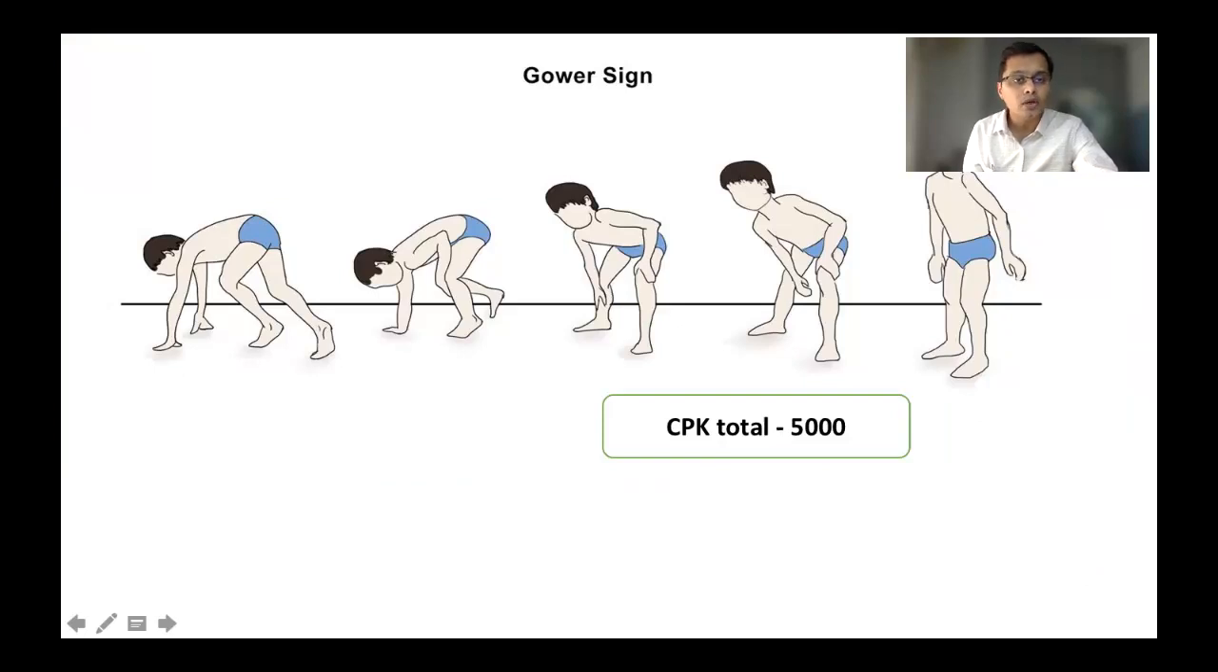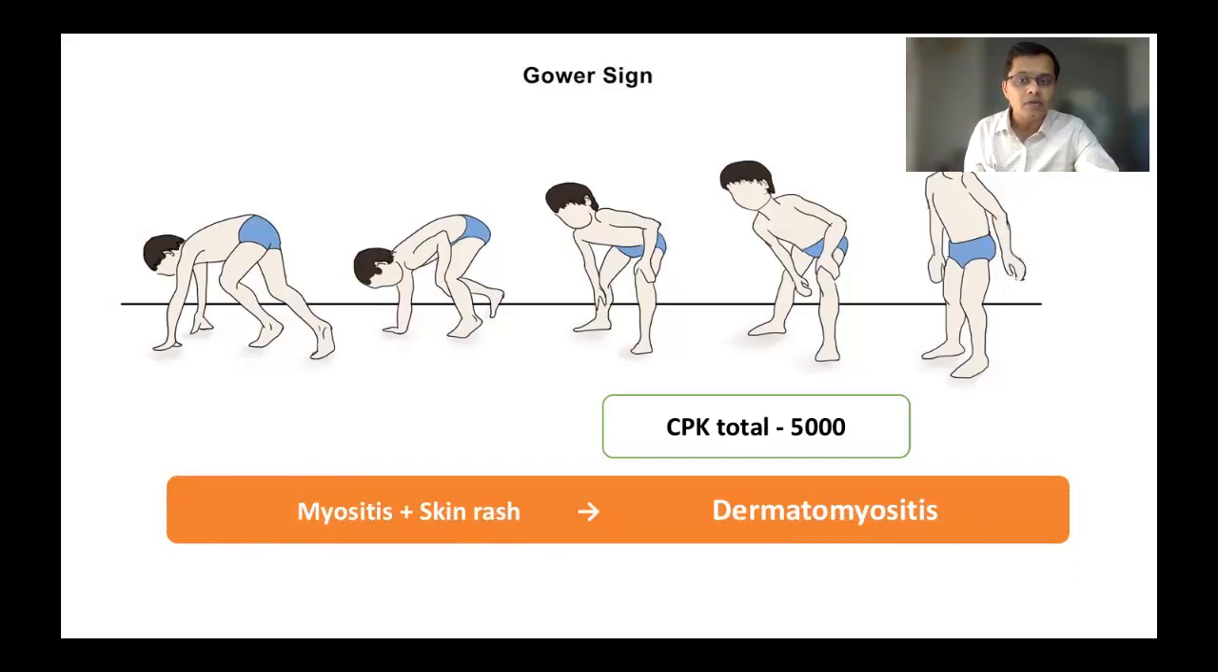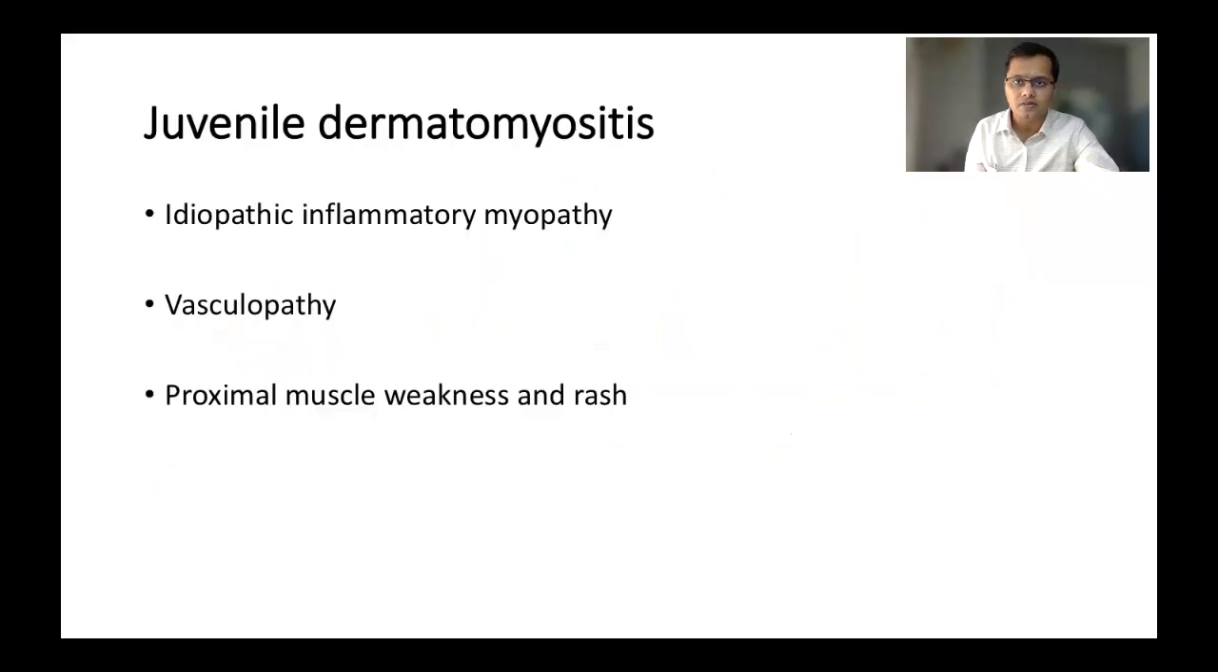This girl also had significant proximal muscle weakness. The Gower sign was positive, and the muscle enzymes were remarkably elevated. This is myositis with skin rash. That's what we call dermatomyositis. It is an idiopathic inflammatory myopathy.